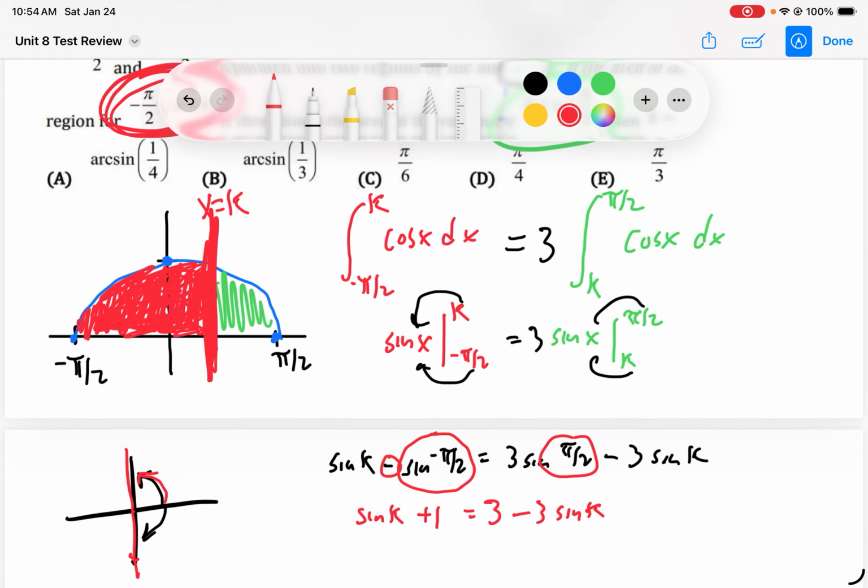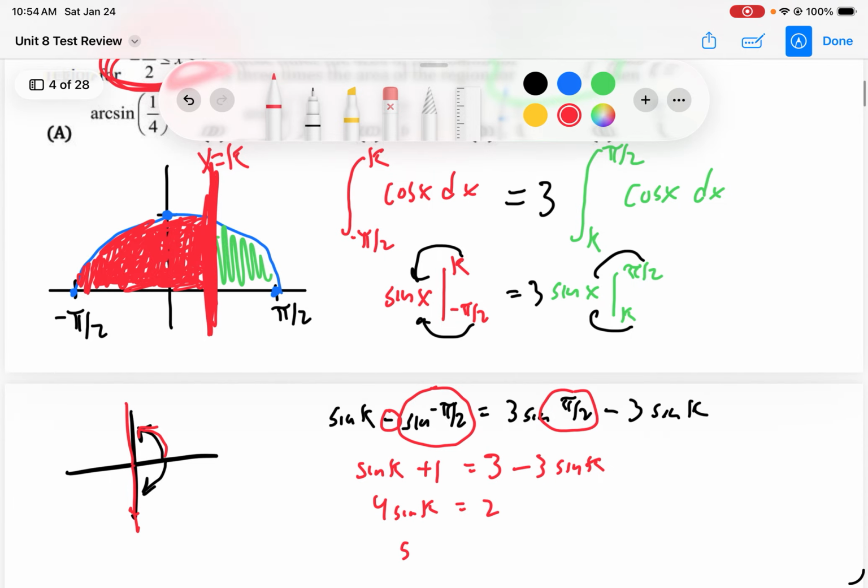All right, subtract 1 and get 2. Add 3, get 4 sine k. Divide by 2, or sorry, divide by 4 and get a half. So now this is saying sine of what gives you 1/2.